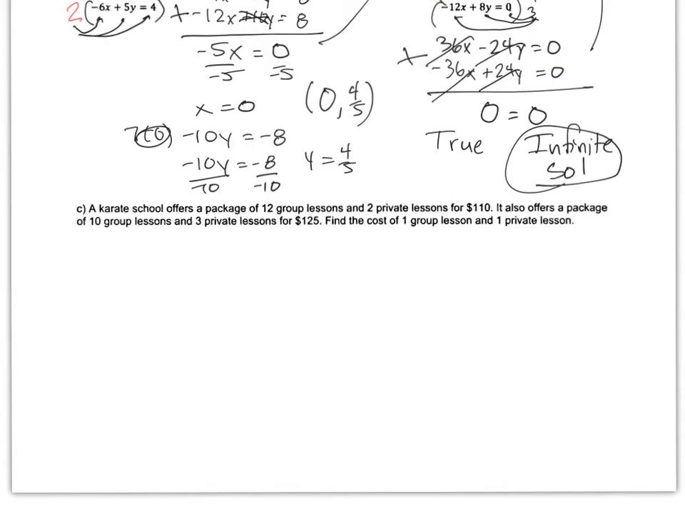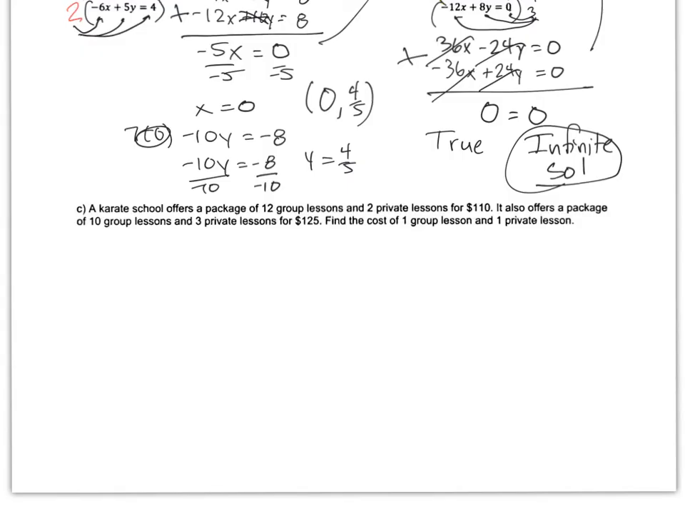That's what we're doing. So Karate School offers a package of 12 group lessons and 2 private lessons that cost $110, and then it has a package of 10 group and 3 private for $125. Find the cost of 1 group lesson and 1 private lesson. I don't know if that means add the group lesson and the private lesson, but we'll definitely have to find 1 of each. So we'll figure out what that means when we're done.